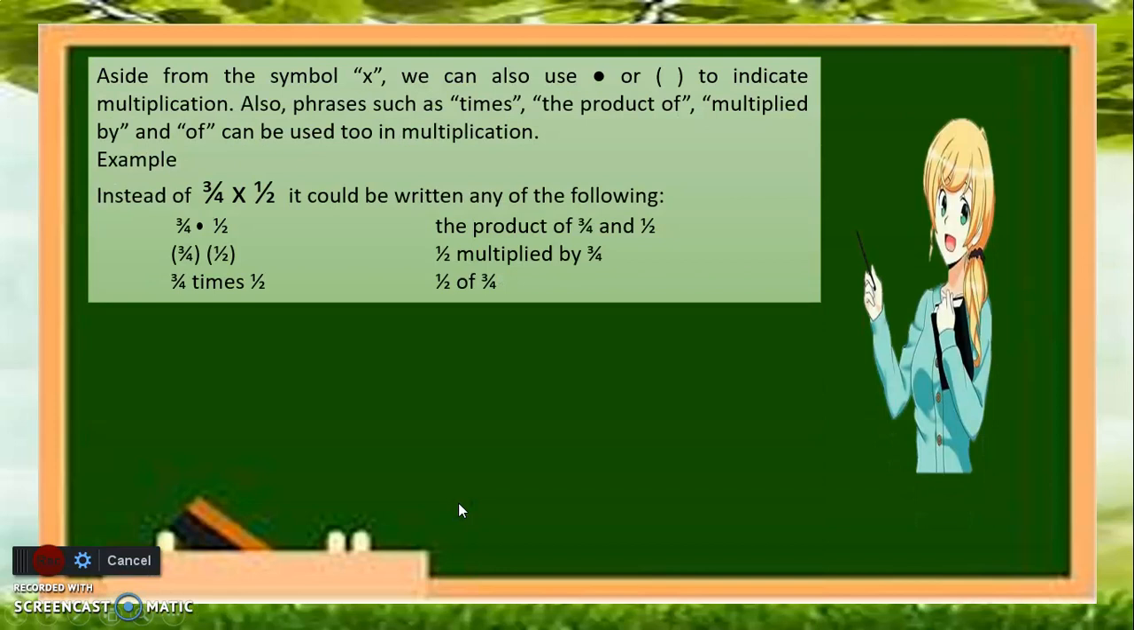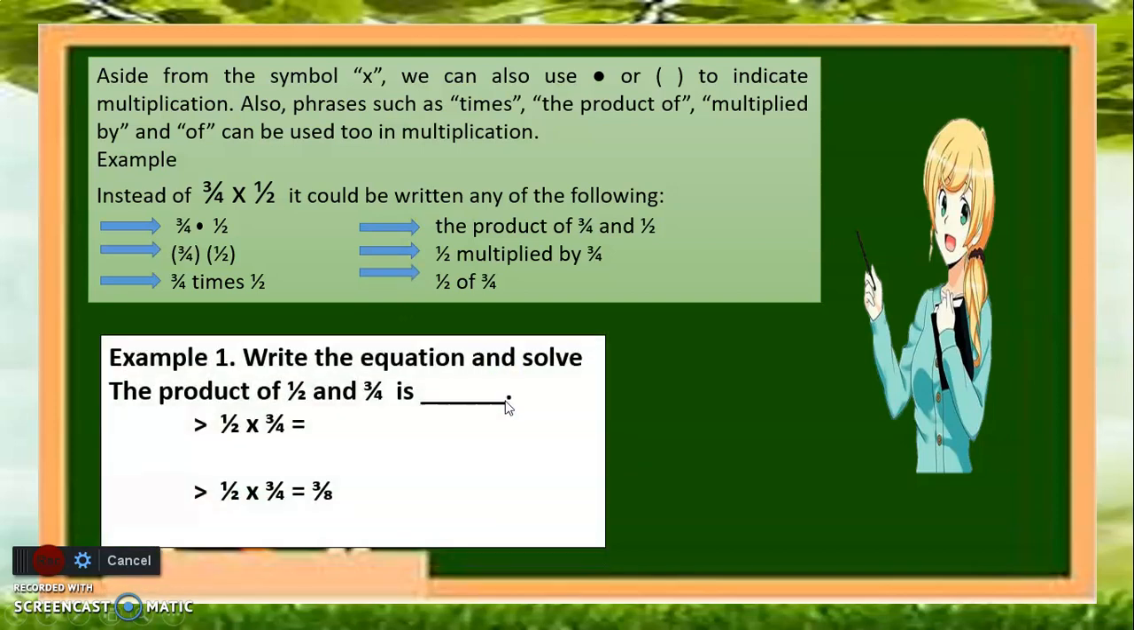Aside from the symbol x, we can also use a dot or parentheses to indicate multiplication. Also phrases such as times, the product of, multiplied by, and the word of can be used too in multiplication. For example, instead of 3/4 x 1/2, it could be written as the following: 3/4 dot 1/2, 3/4 1/2 with parentheses, 3/4 times 1/2 with the word times, the product of 3/4 and 1/2, 1/2 multiplied by 3/4, and then 1/2 of 3/4.